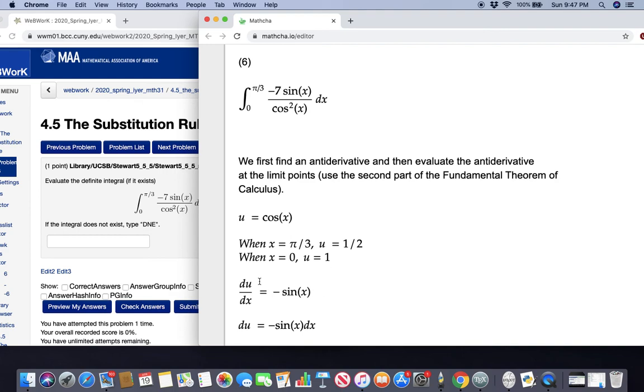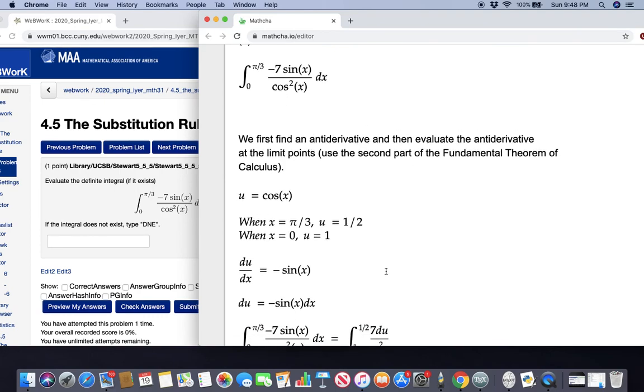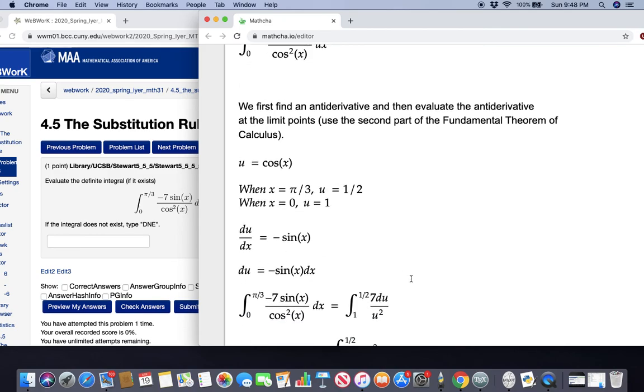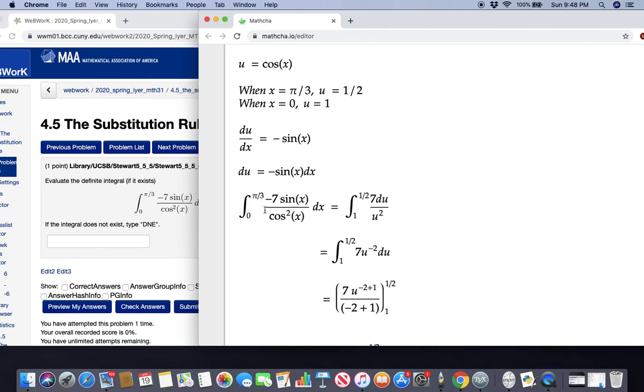When u is cosine x, du dx is negative sine x, which is good, because I have sine x. So negative sine x dx is du. This gives me a definite integral where x equals 0 corresponds to u equals 1, and x equals pi over 3 corresponds to u equals half. The 7 stays put, and negative sine x dx is all du.